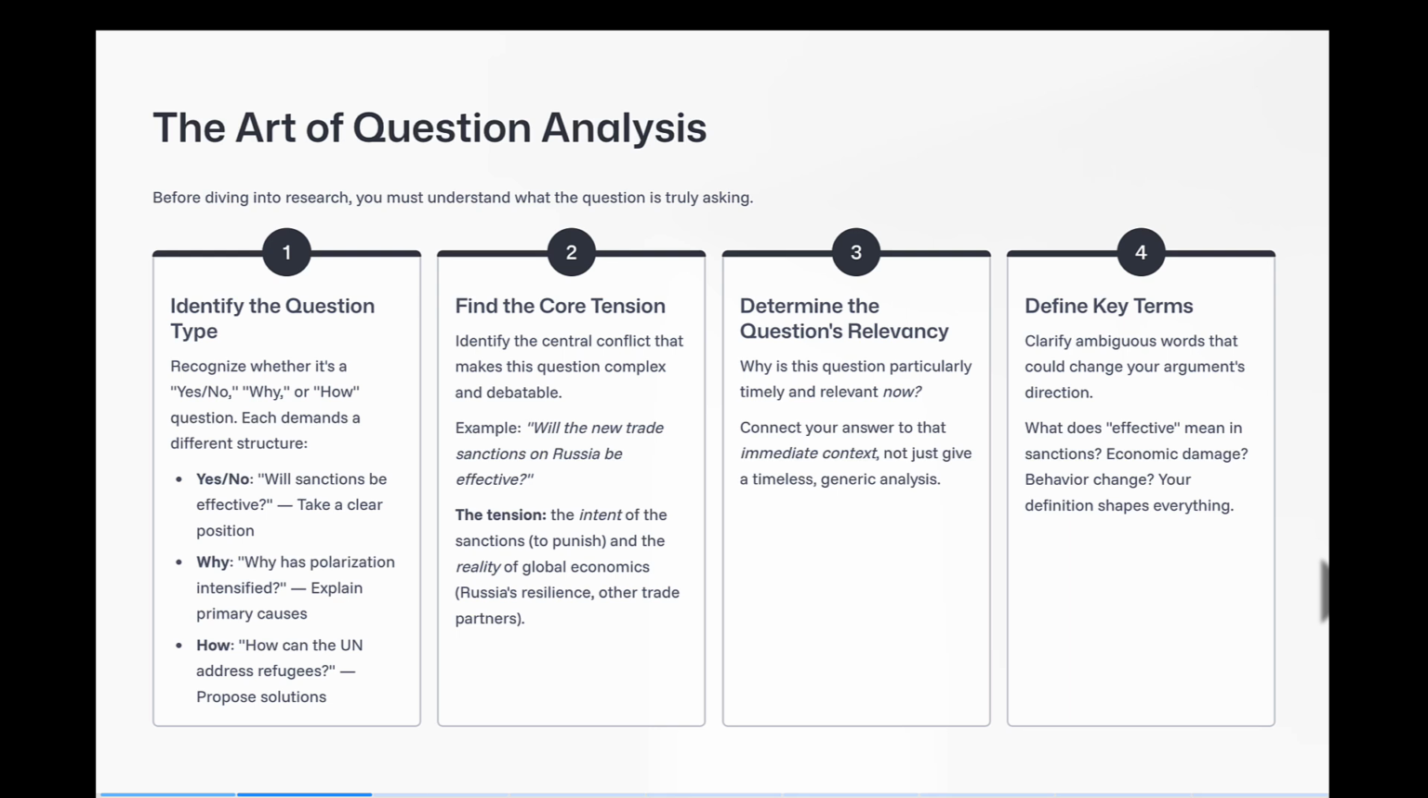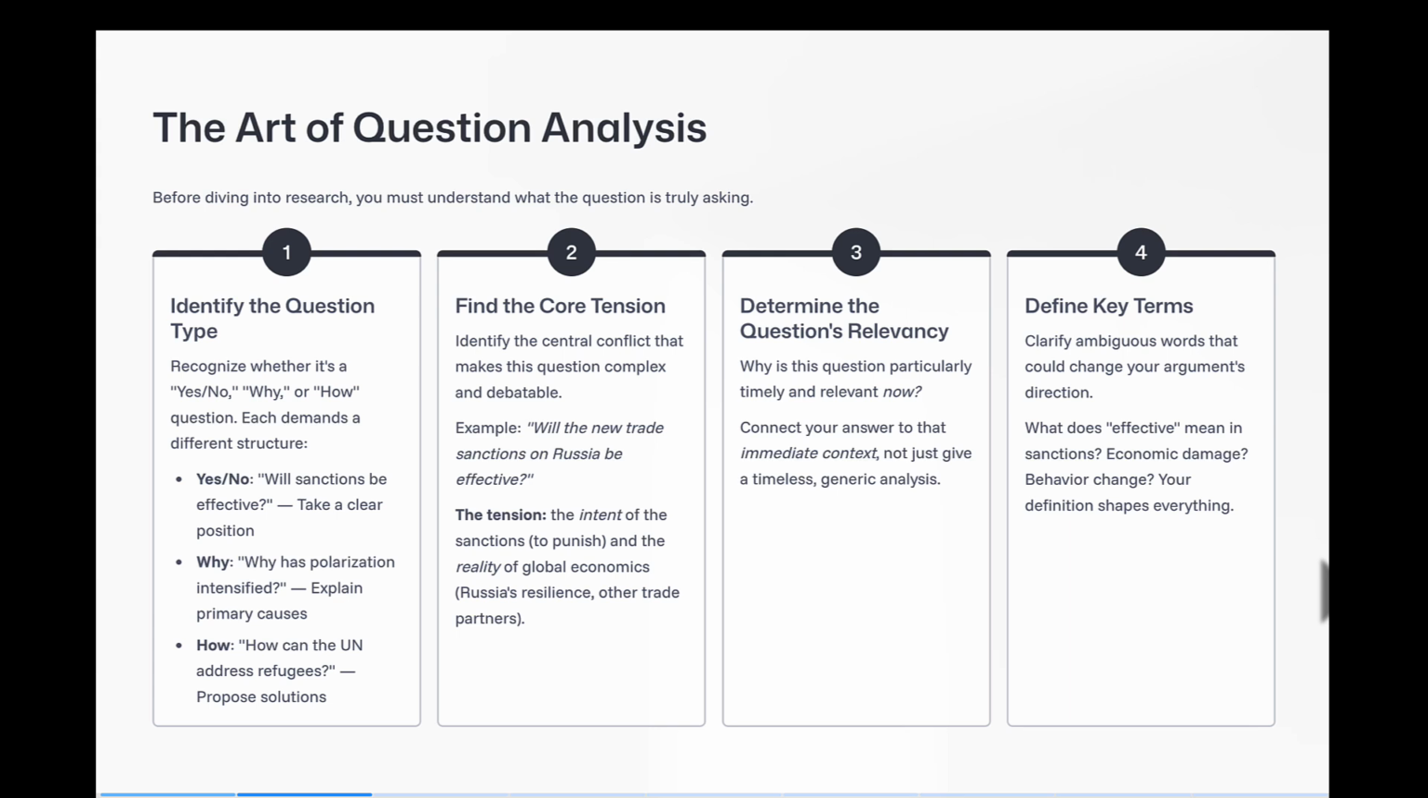Yes and no might be a question like, will sanctions be effective? That's asking you to take a clear position, either yes, they will or no, they won't. A why question, like why has polarization intensified, asks you to explain causes to some phenomenon going on. And obviously a how question, like how can the United Nations better address the global refugee crisis? Your job there would be to propose and justify a series of solutions or steps.